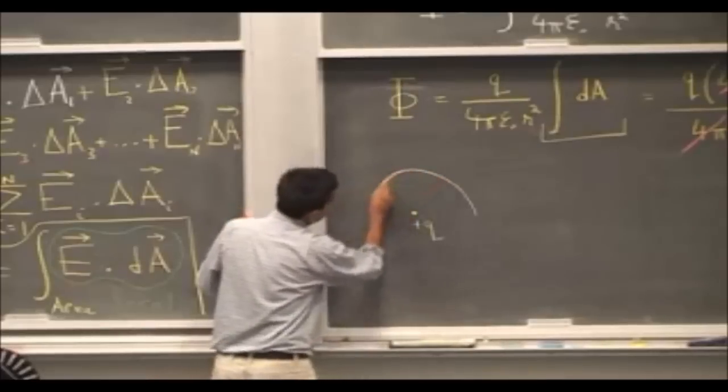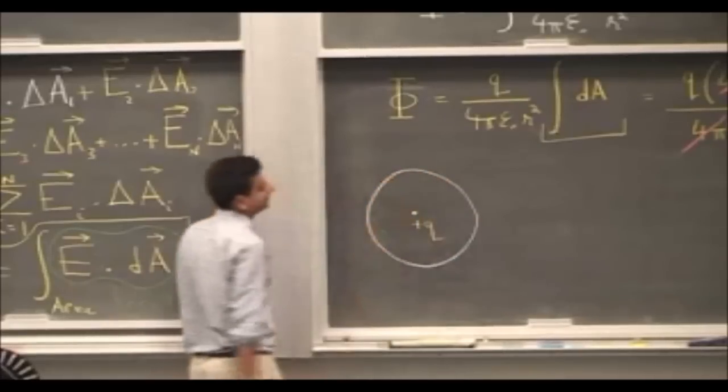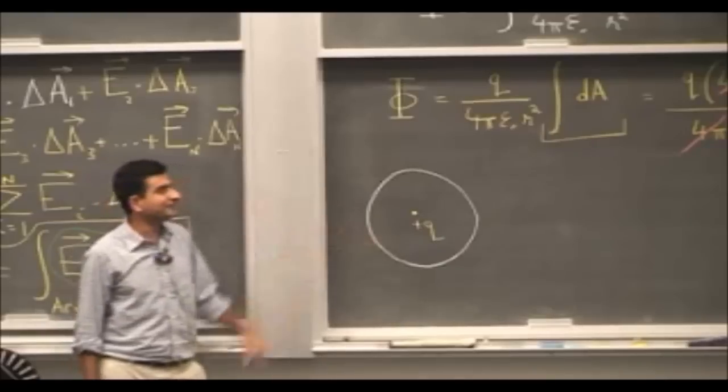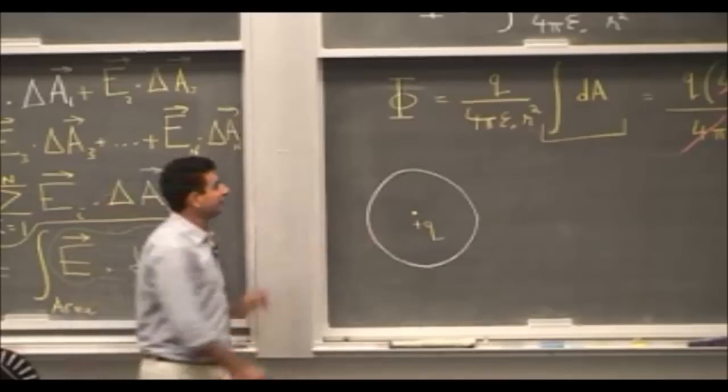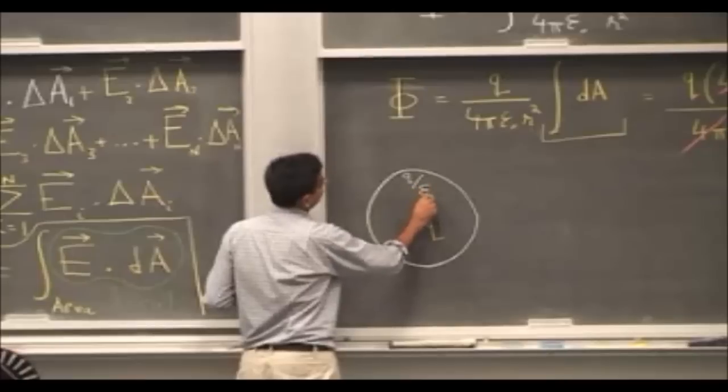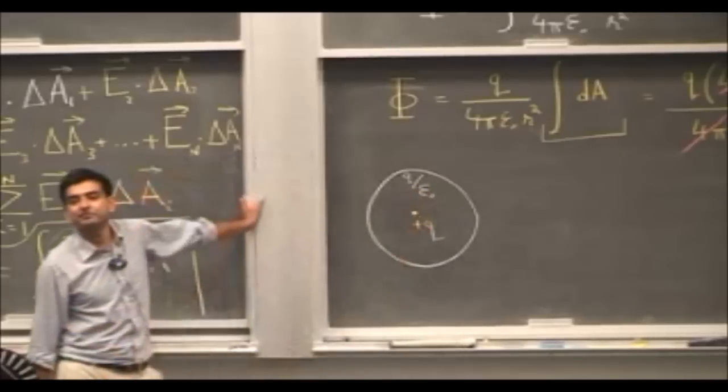I draw a sphere of radius r. The flux through this surface is Q over epsilon naught. This is the flux through the surface.